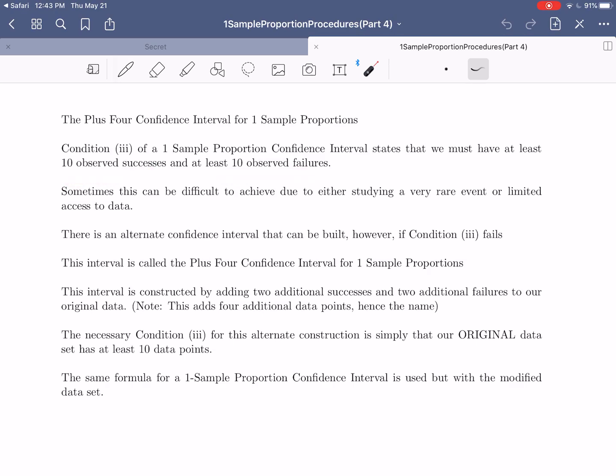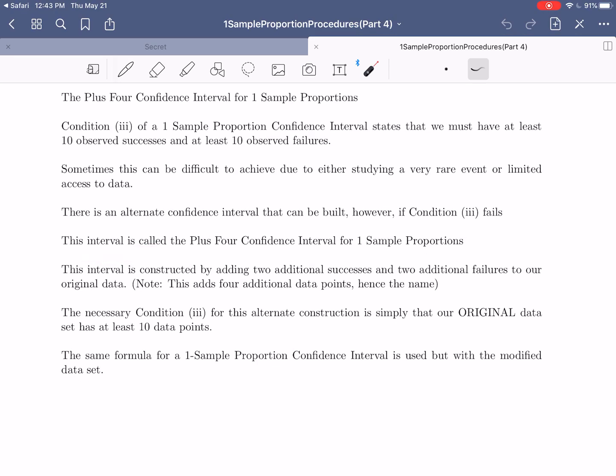So we need an alternate way of doing this. It turns out there is an alternate confidence interval that can be built if condition 3 fails. If condition 3 is passed, there's no reason to do this. But if condition 3 fails, we do have an alternate approach. This interval is called the +4 confidence interval for 1-sample proportions. The way this interval is constructed is that you simply add 2 additional successes and 2 additional failures to your original data. By adding 2 successes and 2 failures, you're adding 4 extra data points to your sample, and that's where the name +4 confidence interval comes from.